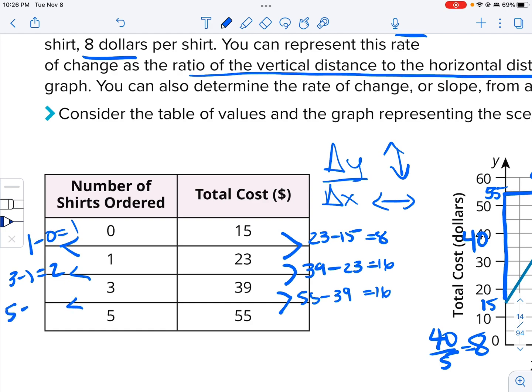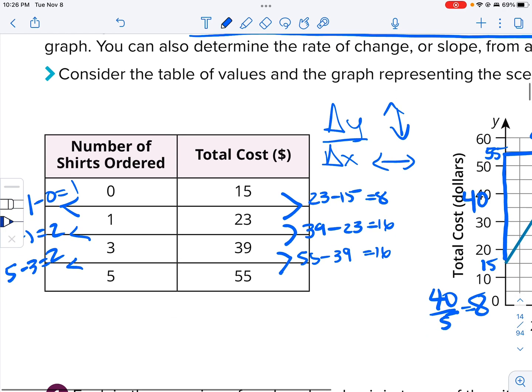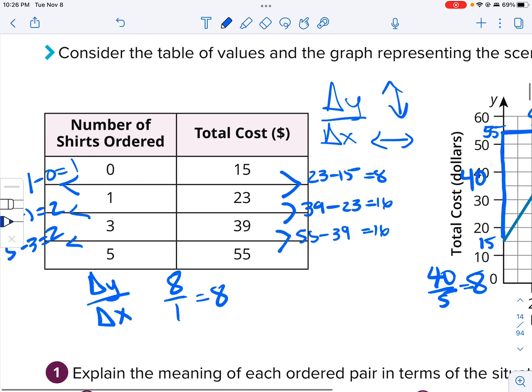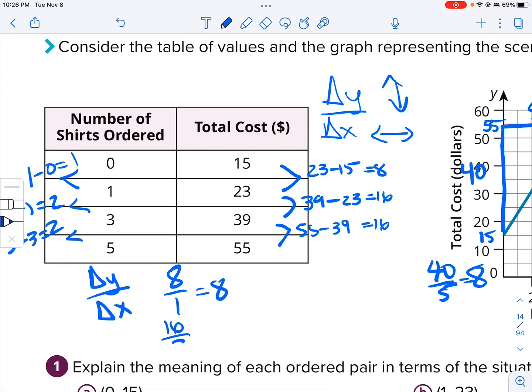5 minus 3 is going to get me 2. So, I'm doing the change in y over the change in x. If I look at the top one, I would get 8 over 1, which is 8. The next one, I would get 16 over 2, which is 8. So what did I do? I subtracted these two over subtracting these two.